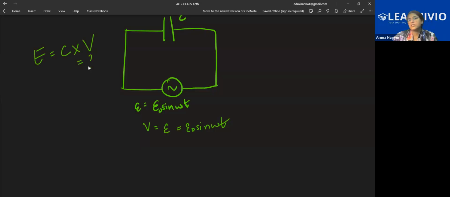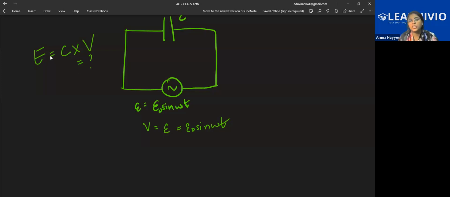What is E? What is V? V is like potential and E is like charge. So for charge, we never use E. Capital E is represented for electric field.